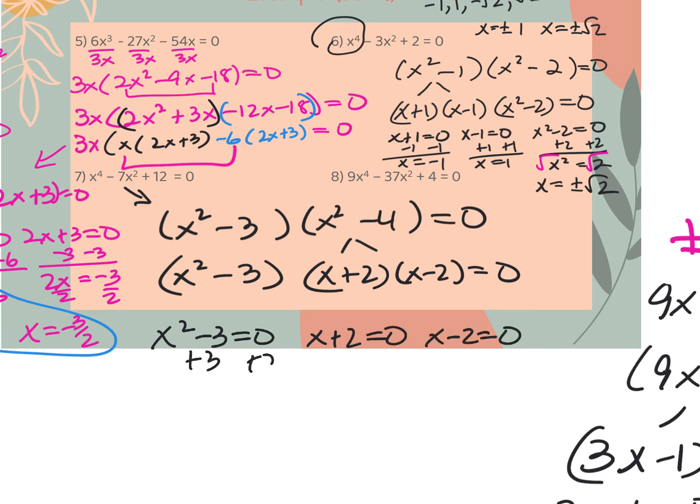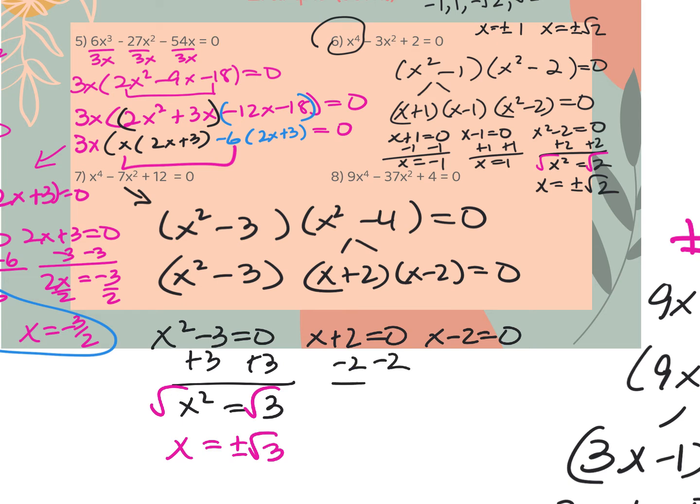Add 3. X squared equals 3. Use your square root method. So x is equal to plus and minus the square root of 3. Here I'm going to subtract 2. Another answer is negative 2. And then also positive 2. Notice it was to the 4th power, and I do have 4 solutions.